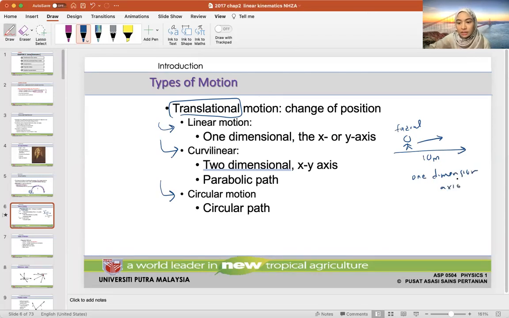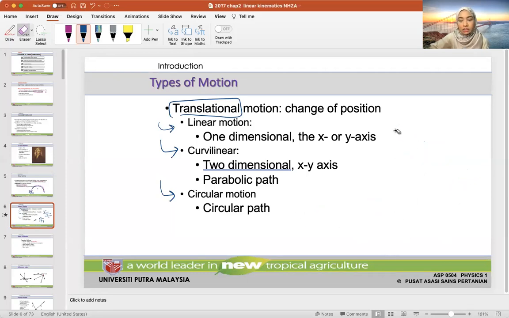So Fazrul berjalan sebanyak 10 meter. So this is one dimensional motion. Sebab Fazrul dia jalan dekat x-axis je. One dimension axis. And then kalau ada dinding kat sini lah. Fazrul naik kat sini. Dia jalan 10 meter ke atas. Ini pun one dimensional walaupun pelik. Dia naik y axis tapi pergerakan dia 1D only. So it's still one dimensional walaupun agak tak logik kat situ. Okay. So this is called linear motion.